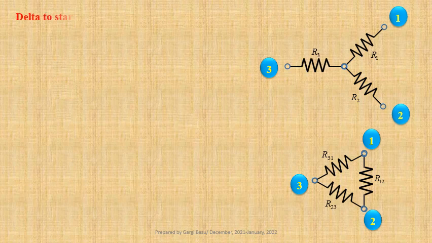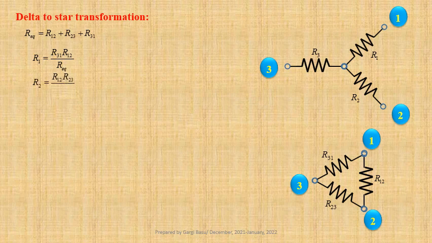For delta to star transformation, we shall first calculate Req equals R12 plus R23 plus R31. Later, we shall use the following relations. R1 equals R31 into R12 divided by Req. R2 equals R12 into R23 divided by Req. And R3 equals R23 into R31 divided by Req. If R12 equals R23 equals R31 equals R, then R1 equals R2 equals R3 equals R upon 3.